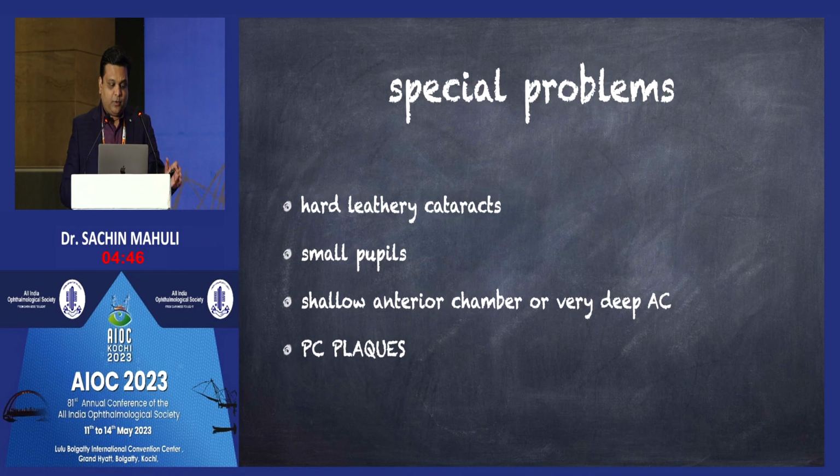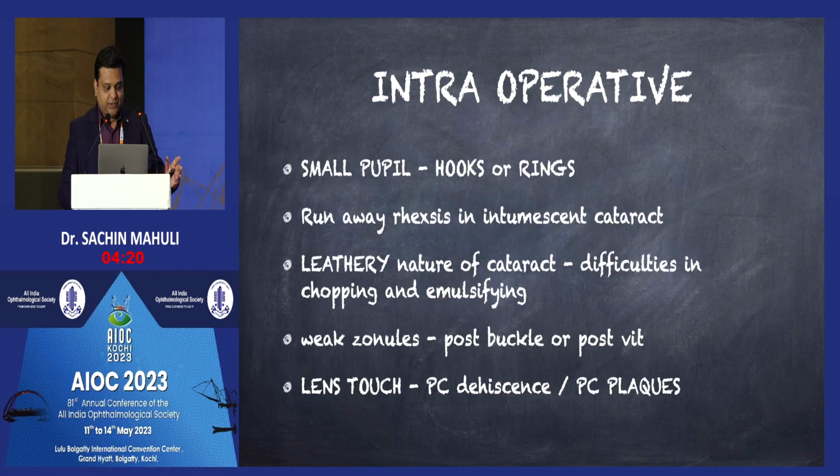So what are the special problems intraoperatively? These are hard leathery cataracts most of the time, especially silicone oil induced cataracts. Small pupil is again a challenge. There could be posterior synechiae for which you need to be prepared. There is anterior chamber depth fluctuation, so you need to play around with the flow of the fluid in the anterior chamber and customize it according to the patient. PC plaques are common because of lens touch and other issues that need to be looked into.